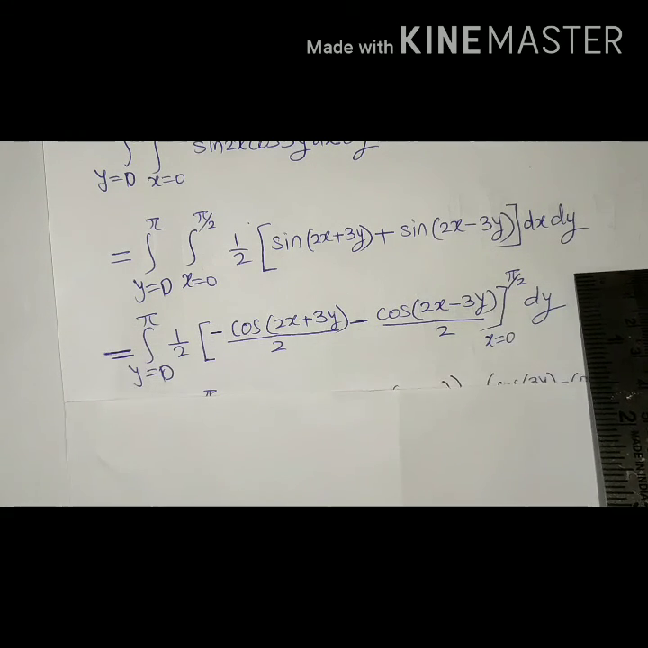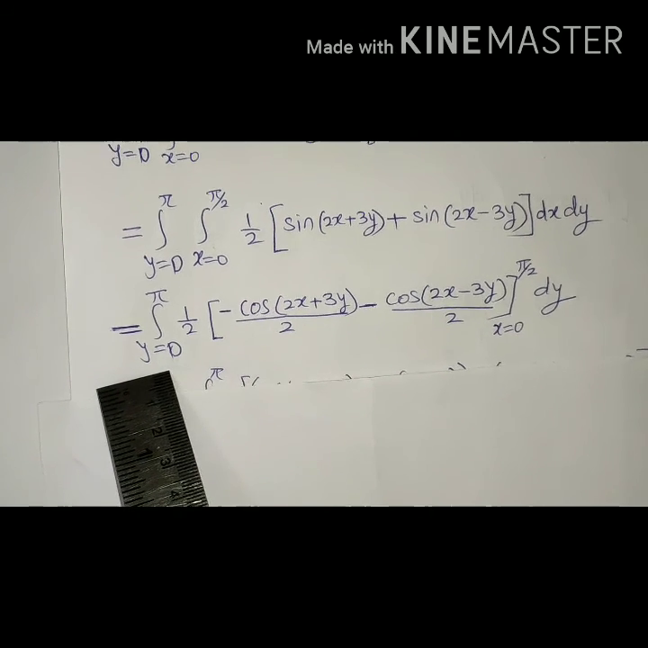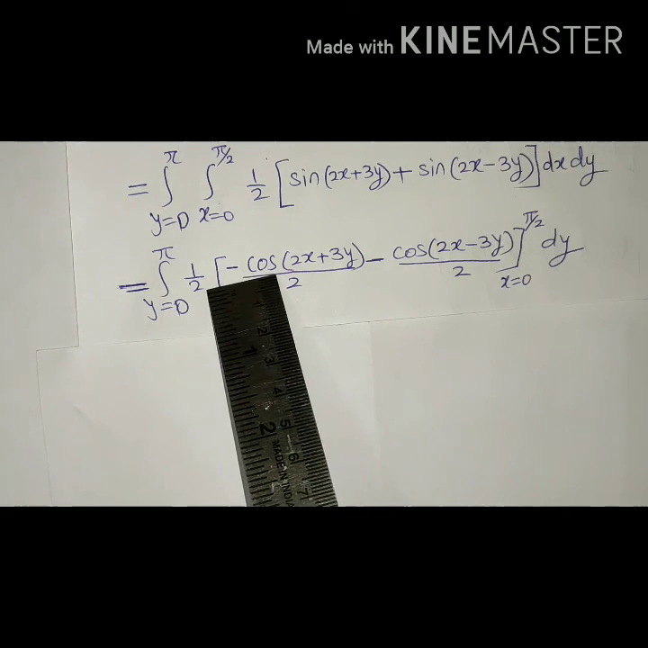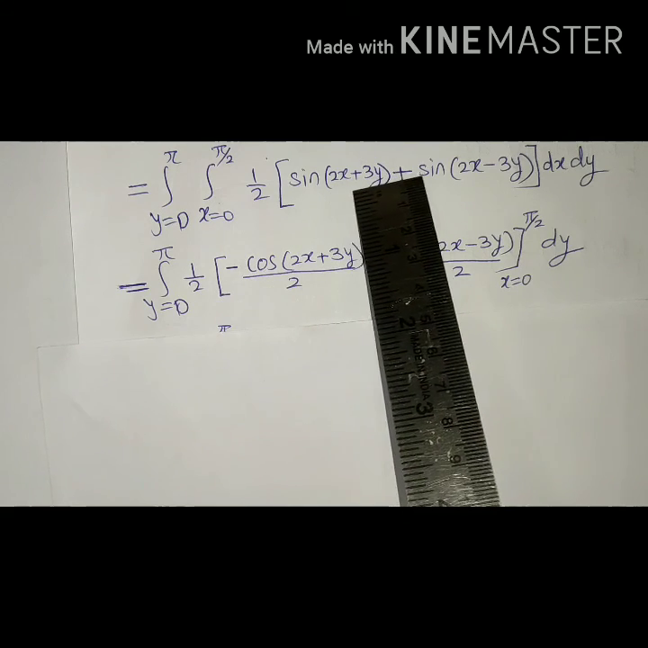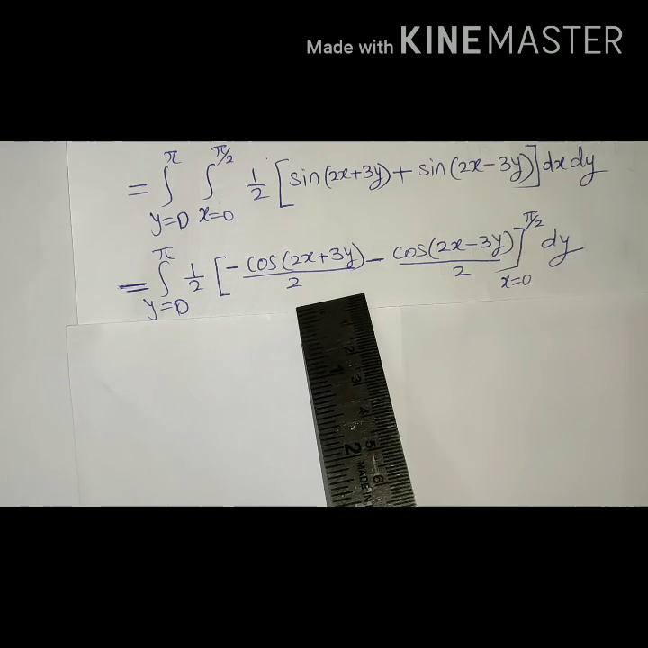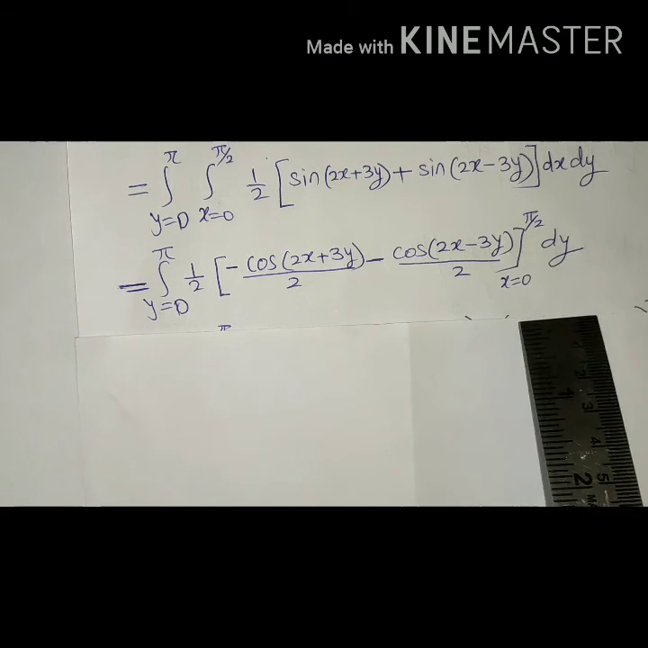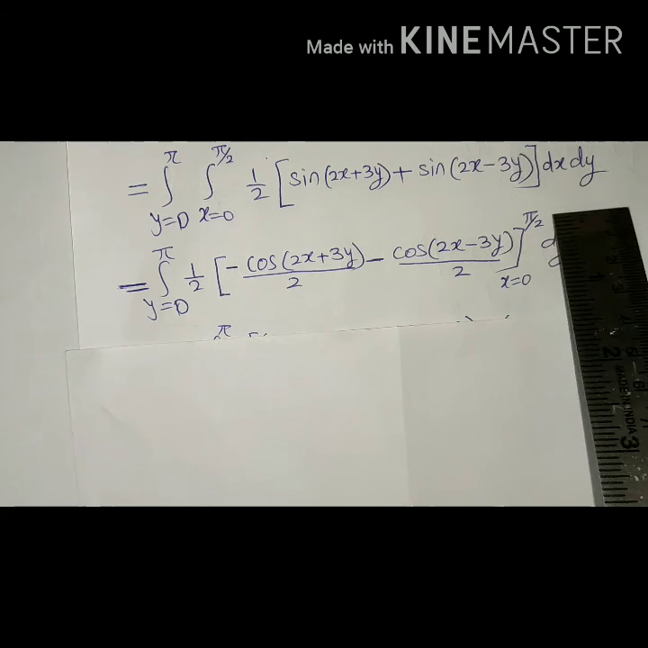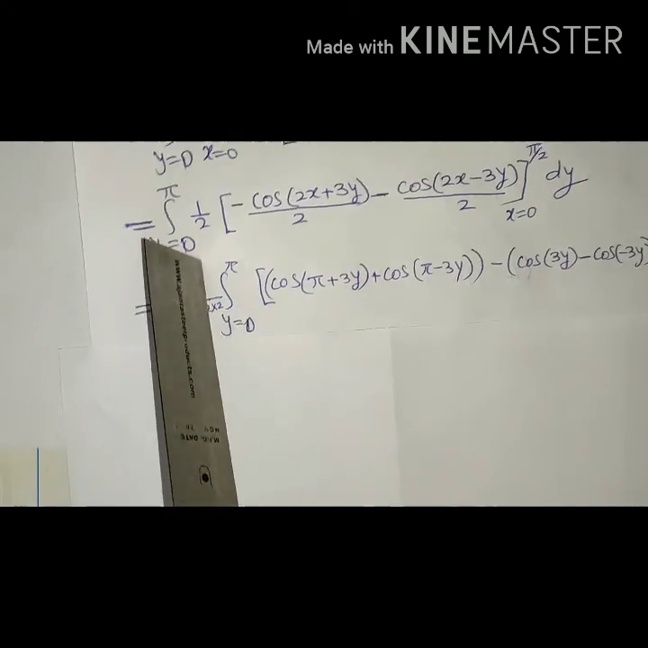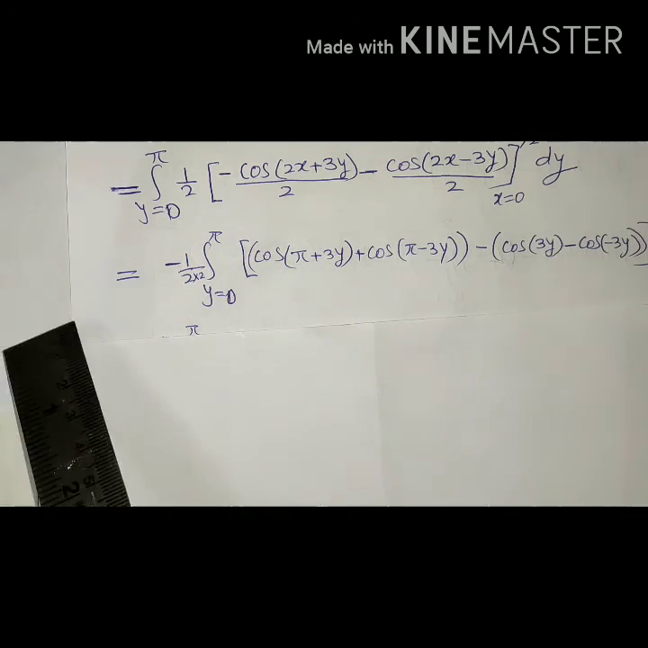This is dx dy. Now this is equal to integration from y equal to 0 to pi, half as it is, and integration of sin is minus cos, and inside there is 2x, so divided by 2. So what we got? Minus cos of 2x plus 3y upon 2. Similarly here, minus cos of 2x minus 3y upon 2. Value of x varies from 0 to pi by 2. Outer limit with respect to y as it is. What next? So this is equal to minus 1 by 2 into 2 I have taken out.